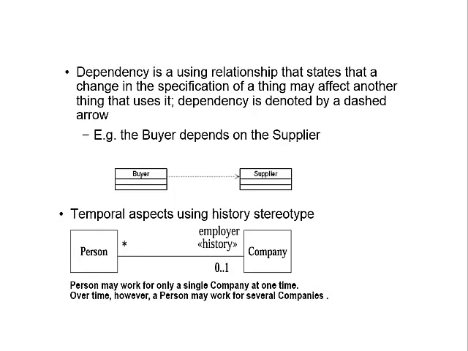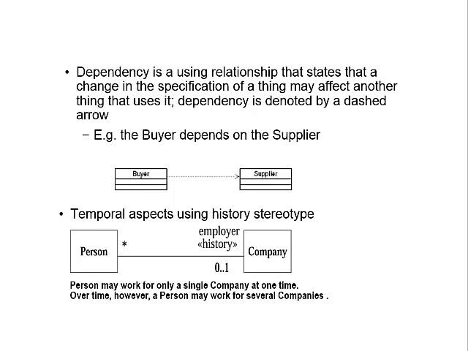Dependency is another relationship or another type of association which can be perfectly modeled in UML. Here you're going to state that a change in the specification of a thing, that could be a class, but actually in UML, you can also have dependencies between other modeling constructs, which we haven't discussed in this session. But a dependency is a relationship that states that a change in the specification of a thing may affect another thing that uses it. So one thing depends upon another, like buyer depends upon supplier.